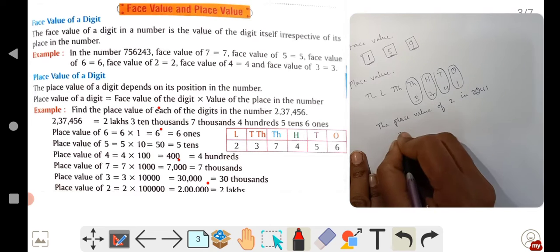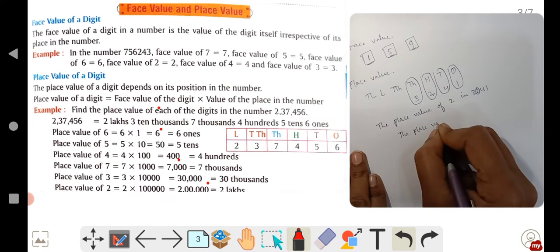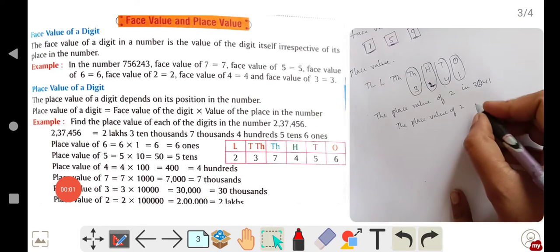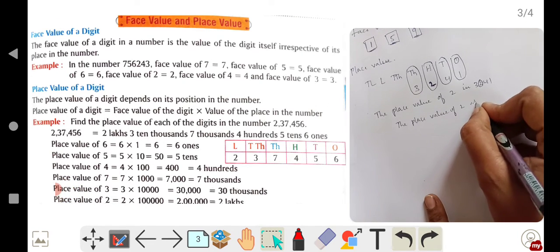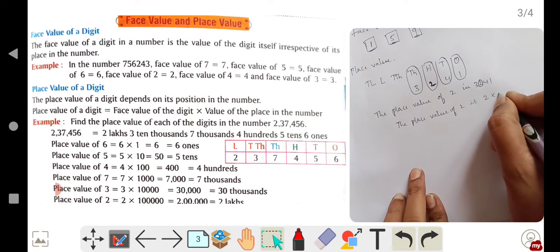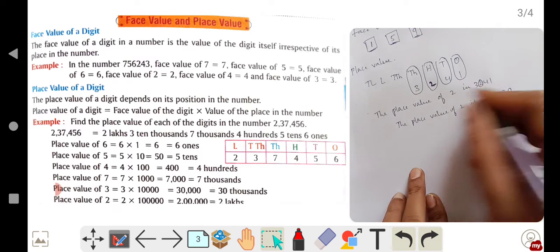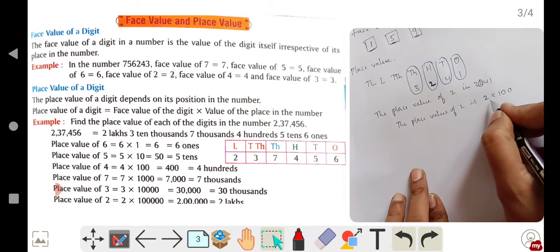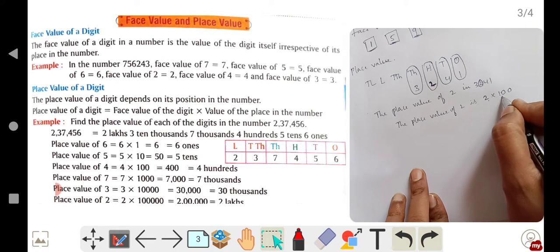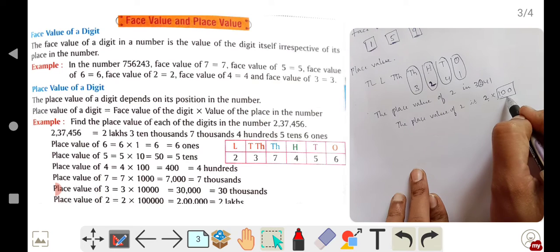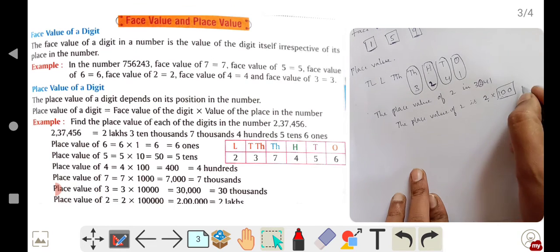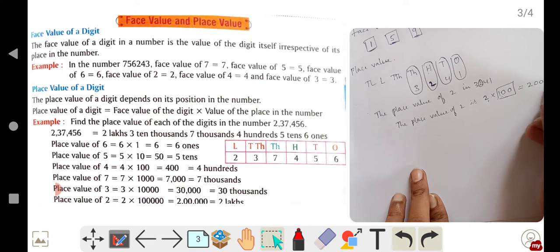Therefore, the place value of 2 is 2 into 100, because 2 is in the hundreds place. In whichever place it stands, you have to multiply that number by that place value. 2 is in the hundreds place, so you multiply 2 by 100, and you will get its place value as 200.